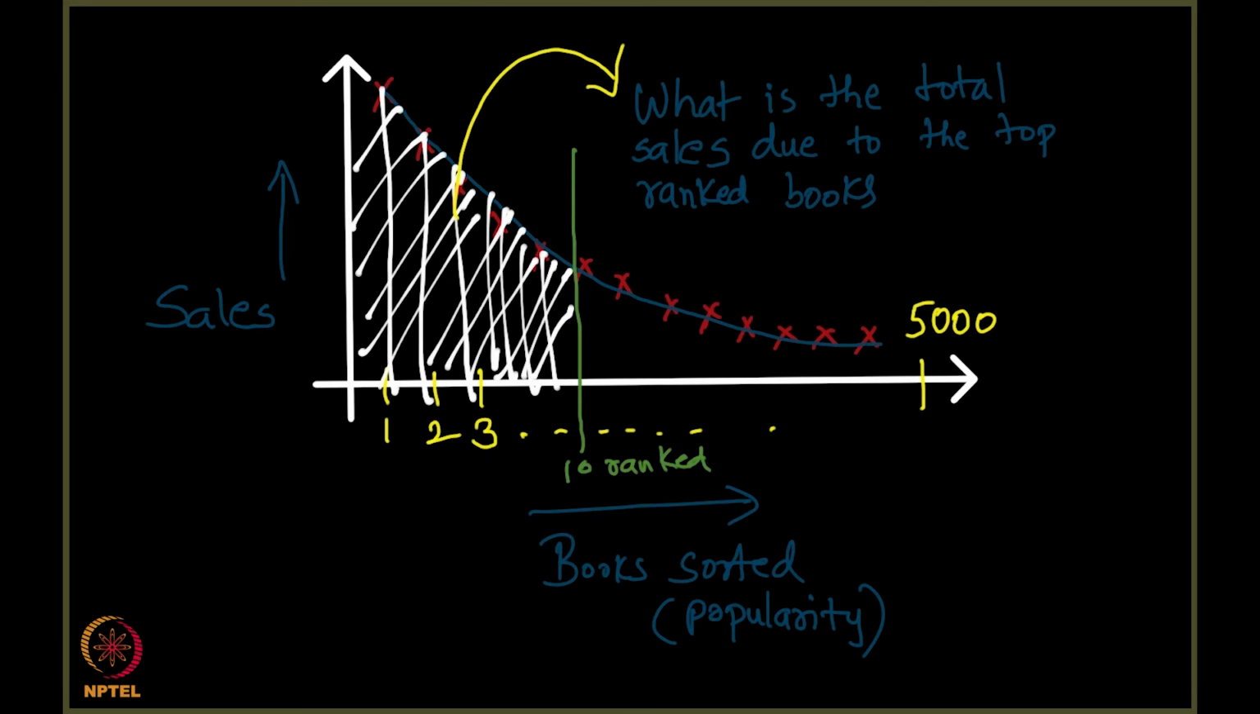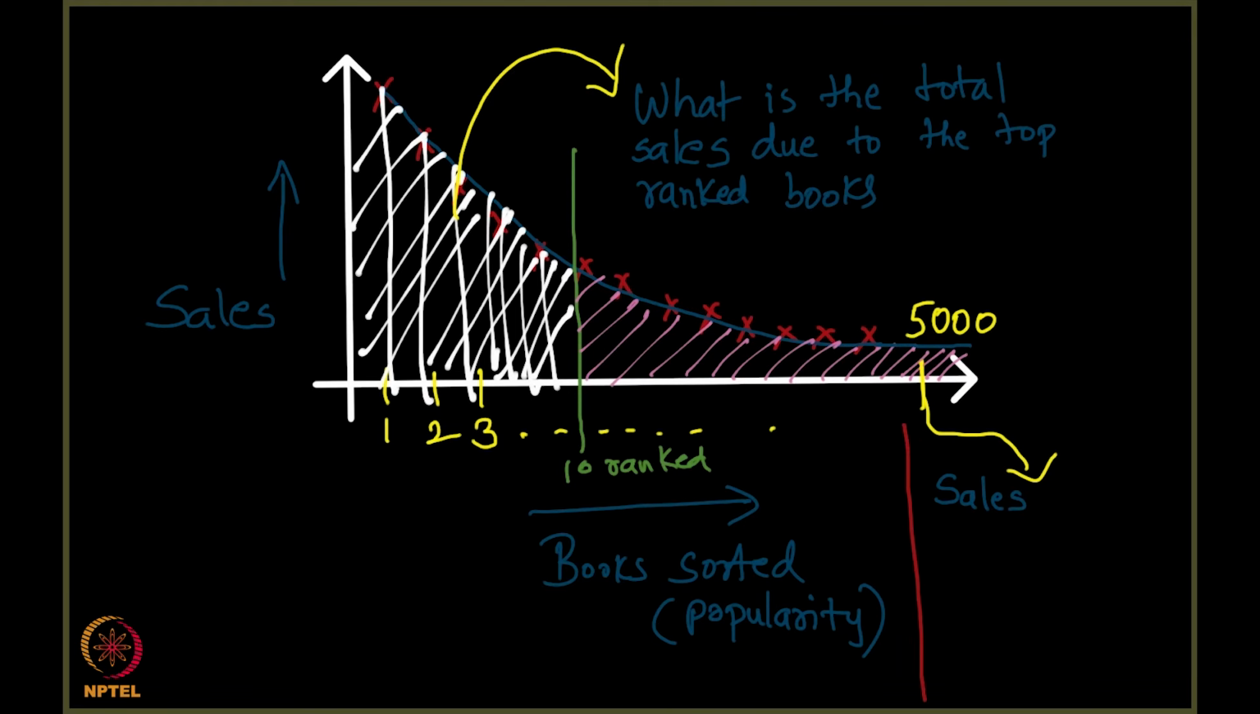And the remaining stuff, which is this, will tell me what is my sales, and so on. This will go on, as you know, right? This will extend. This doesn't stop here. It just extends to all 5,000 books. What does this denote? Sales due to less popular books, less popular ones.